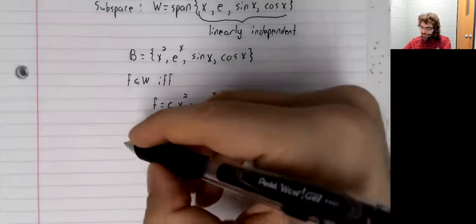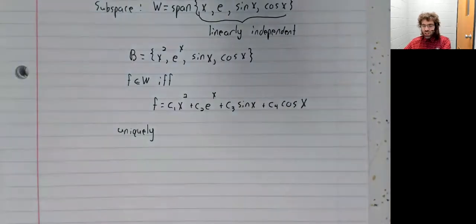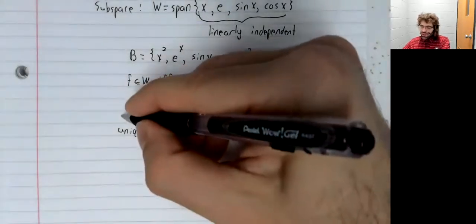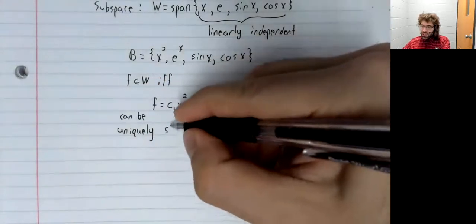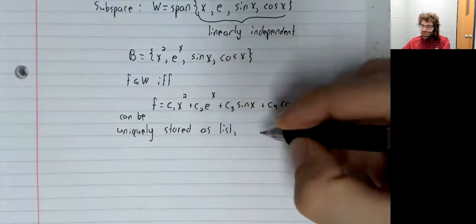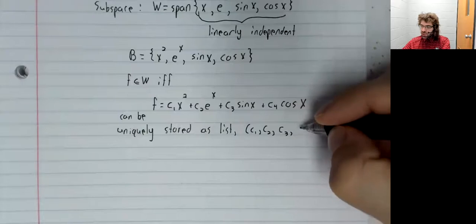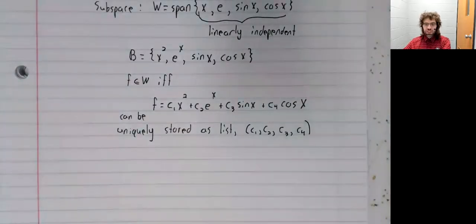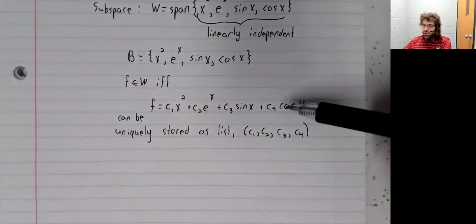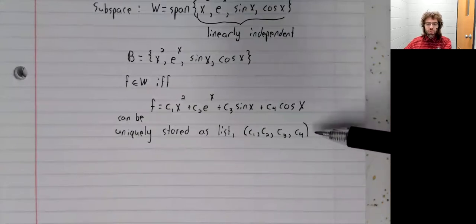In another sense, thanks to the unique representation theorem, this function can be uniquely stored as a list of four numbers, c sub 1, c sub 2, c sub 3, c sub 4. So the unique representation theorem lets us store extremely complicated looking objects in an extremely simple way.